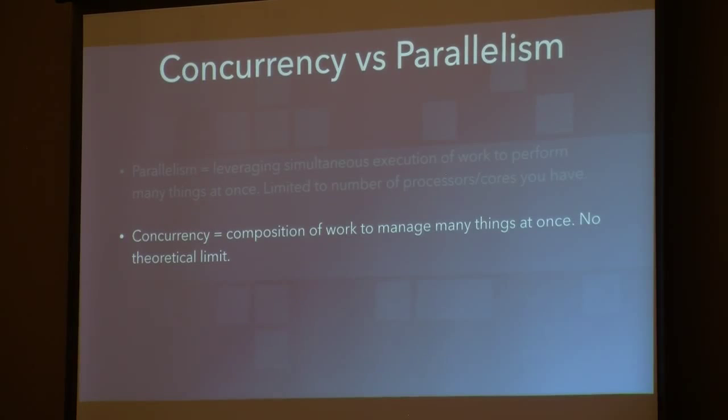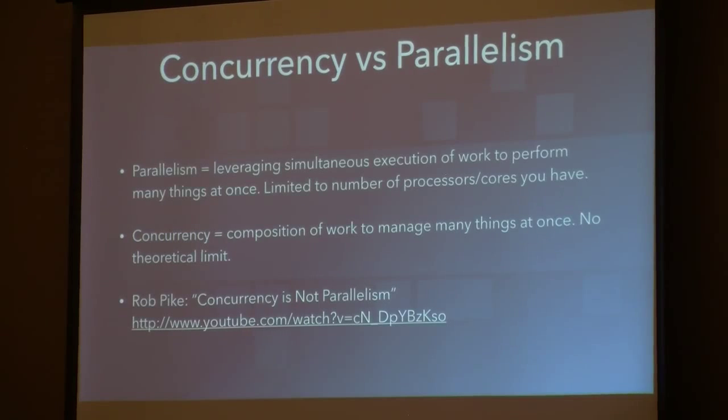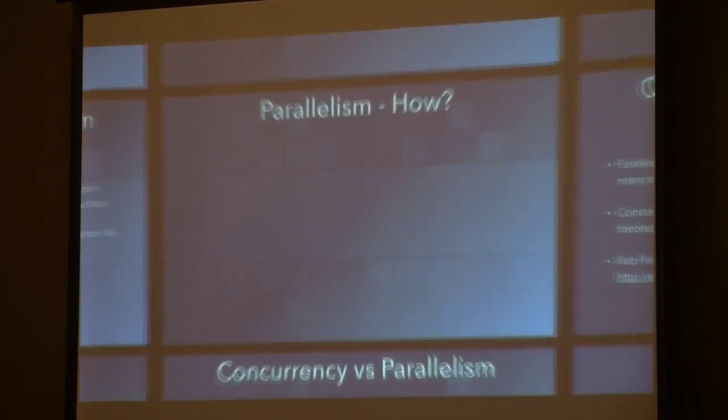Now, if I took myself and cloned me, and I had 5 of me, and one of me was writing code, and one of me was checking email, and one of me was talking to my teammate 2 desks down, then that's parallelism. That's all I'm going to say about it. Rob Pike talked about this for an hour. I encourage you to watch that. That's one of the best talks I've ever seen. Concurrency is not parallelism. So how do we do it in Java?